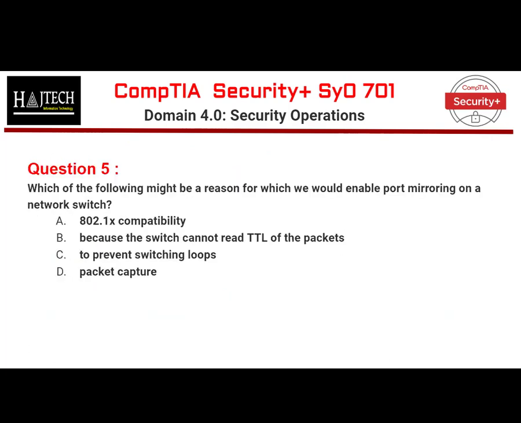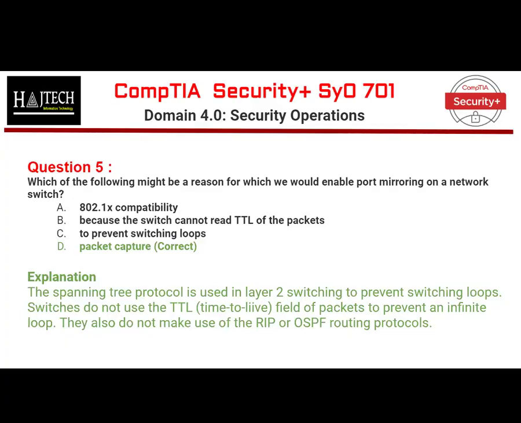Question 5. Which of the following might be a reason for which we would enable port mirroring on a network switch? A. 802.1x compatibility. B. Because the switch cannot read TTL of the packets. C. To prevent switching loops. D. Packet capture. D. Correct answer.